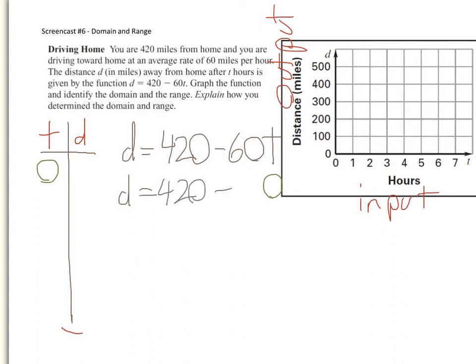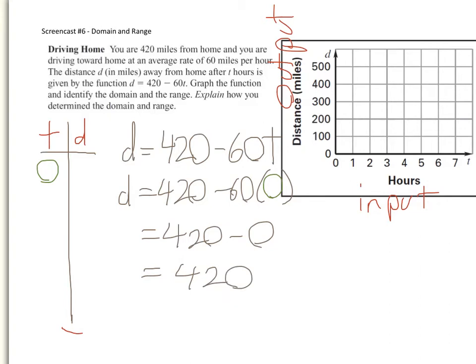All right, so now everything we didn't touch simply comes down around it. 420 minus 60 times 0. Well, 60 times 0 is 0. So we're left with 420, which confirms what we just said. All right, good to know. So when t is 0, in other words, we haven't traveled any number of miles, the distance is still 420. All right, well, let's move on to the next hour.